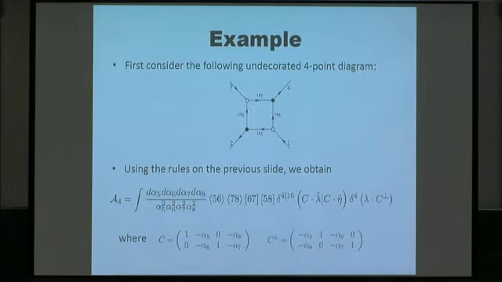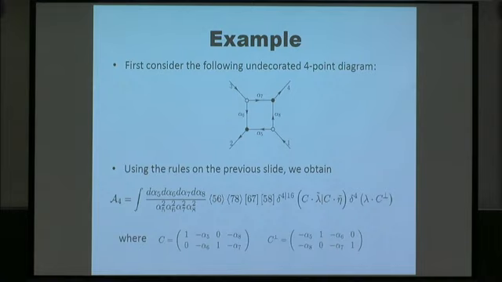So to make all of this very concrete and to illustrate the power of this approach, let me again describe our favorite example of the 4-point tree level amplitude. This is what we're going to do. First, we're going to start with an undecorated 4-point on-shell diagram. The full amplitude will of course come from decorating one of the edges and then summing over a permutation of the opposite legs.